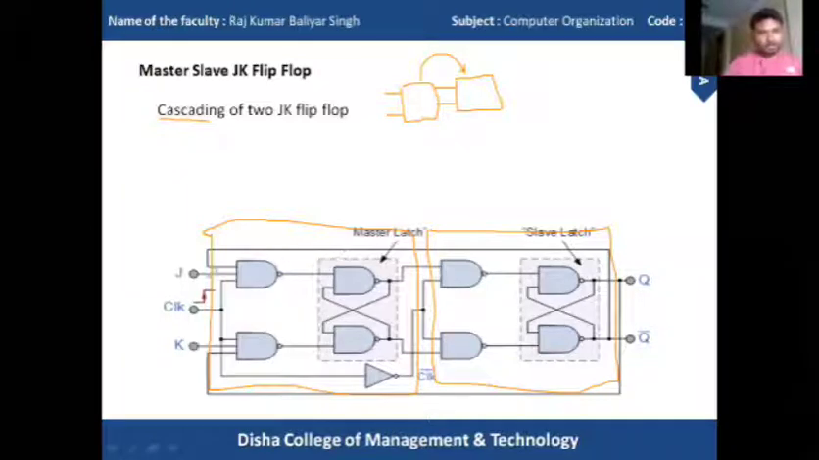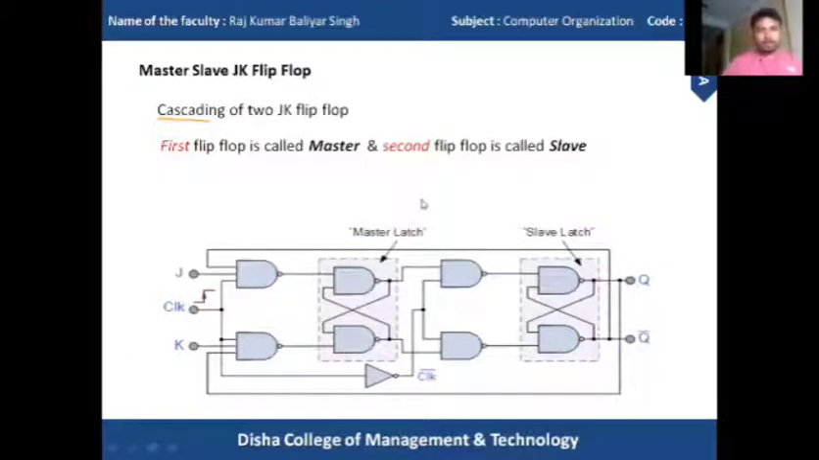As you know, the clock is an important factor for the flip-flop. So in both cases the clock is connected. For the first case, the clock is directly connected. For the second case, the clock is connected with a NOT gate. Here the first flip-flop is called the master flip-flop or master latch, and the second is called the slave latch. And why this is called, I will tell you.